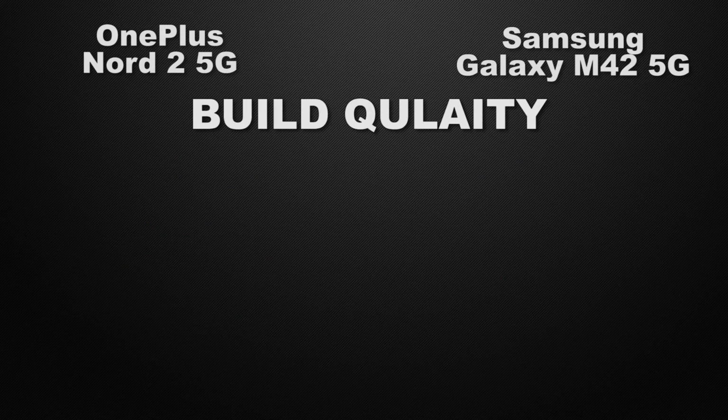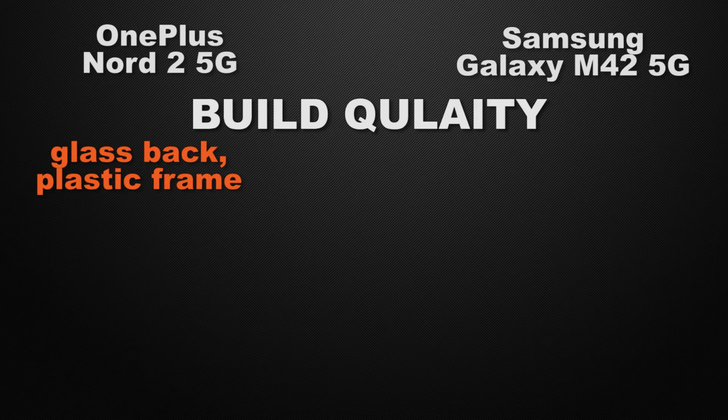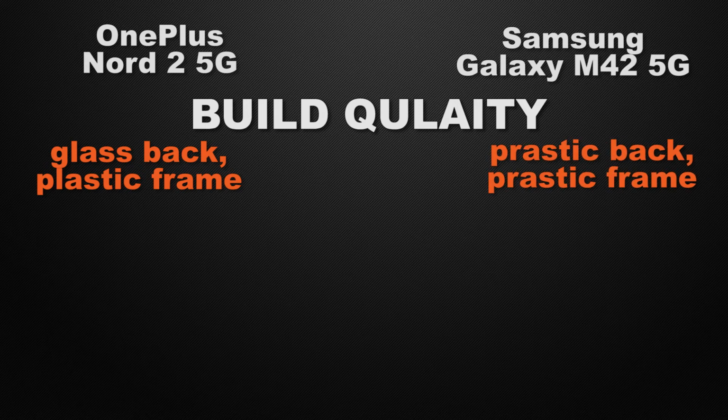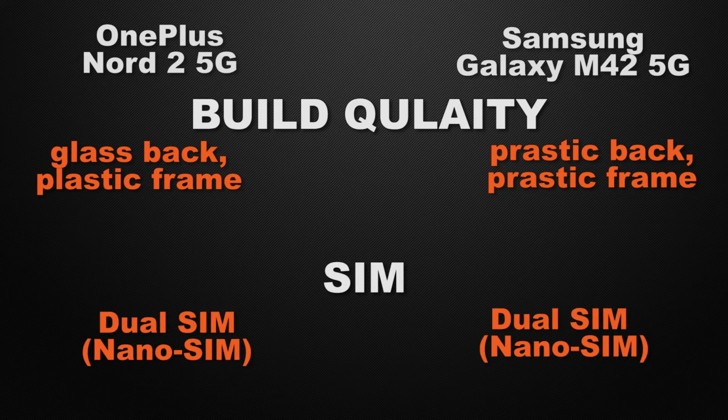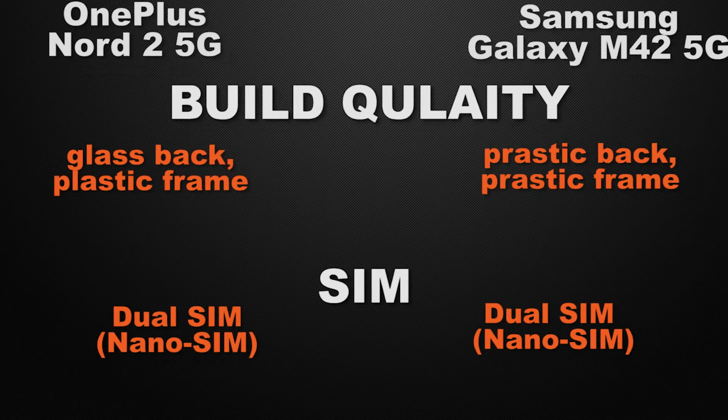Let's talk about the build quality of the devices. Nord 2 has a glass back with a plastic frame, whereas M42 has a plastic back with a plastic frame. So the winner here is Nord 2 because it has solid build quality. And about the SIM options in the devices, both of the devices have dual nano SIM support, so it's a tie.